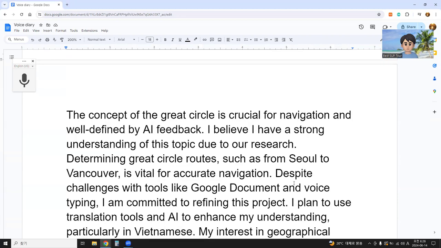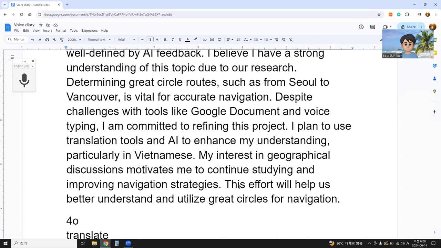The concept of the great circle is crucial for navigation and well defined by AI feedback. I believe I have a strong understanding of this topic due to our research. Determining great circle routes, such as from Seoul to Vancouver, is vital for accurate navigation. Despite challenges with tools like Google Document and voice typing, I'm committed to refining this project. I plan to use a translation tool and AI to enhance my understanding, particularly in Vietnamese. My interest in geographical discussion motivated me to continue studying and improving navigation strategy. This effort will help us better understand and utilize the great circle for navigation.